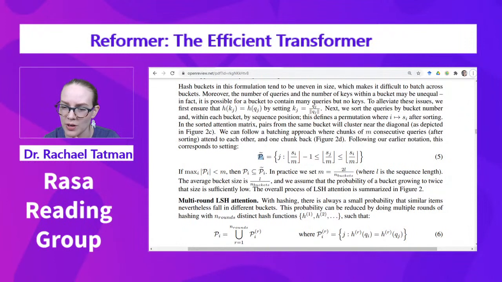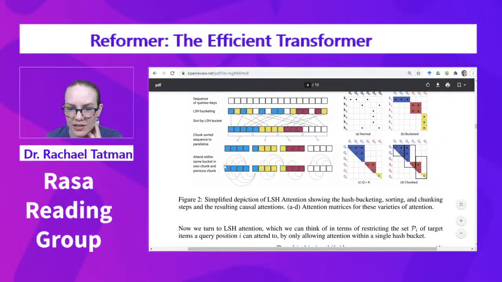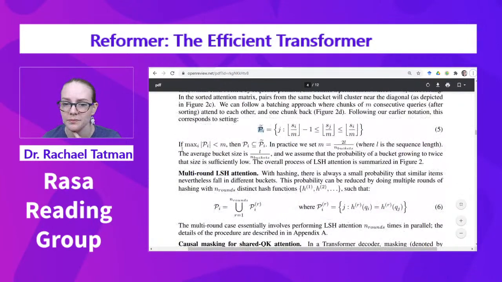In practice, we set m to 2l divided by the number of buckets. So m must be 2 times the sequence length divided by the number of buckets. Okay, gotcha. So m here is the size of these chunks. How many items are in each chunk? So here it would be 4.